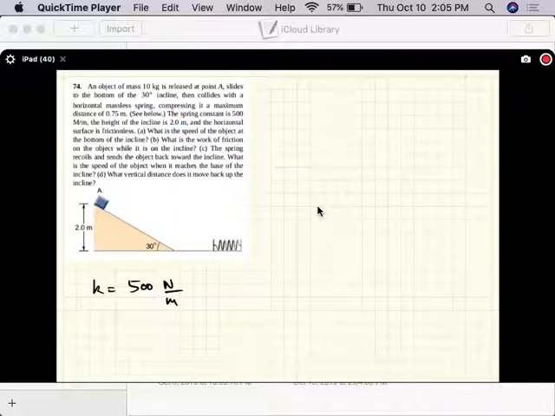Where were we? Pogo sticks. Anyway, all right. Compressing it a maximum distance of 0.75 meters. The spring has a spring constant of 500 Newton per meter. The height of the incline is 2 meters, and the horizontal surface is frictionless. What is the speed of the object at the bottom of the incline? Is the entire surface frictionless? What is the work of friction on the object while on the incline?